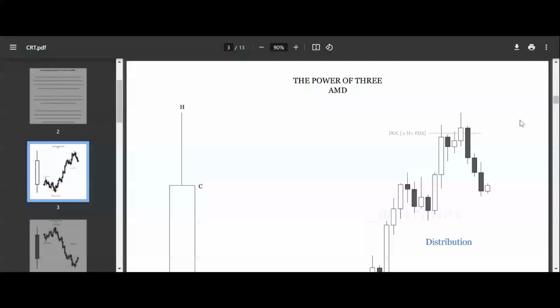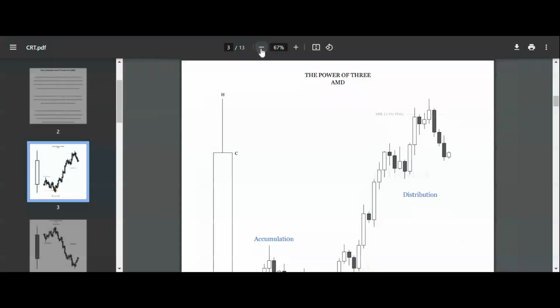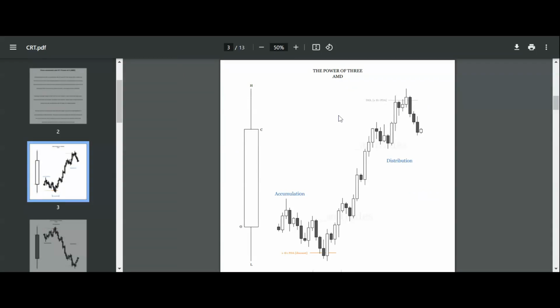This picture might be controversial to what you all know as a CRT. Whenever we talk about CRT or you come across CRT, the diagram that is always in front of you is a three candle formation where we have the first candle as your CRT candle, then the second candle as your manipulation candle, and the third candle as your distribution candle. And in this video, I will tell you to look no more at the market in that perspective.